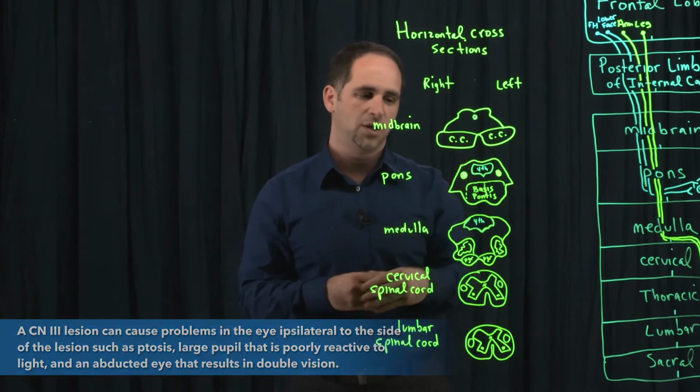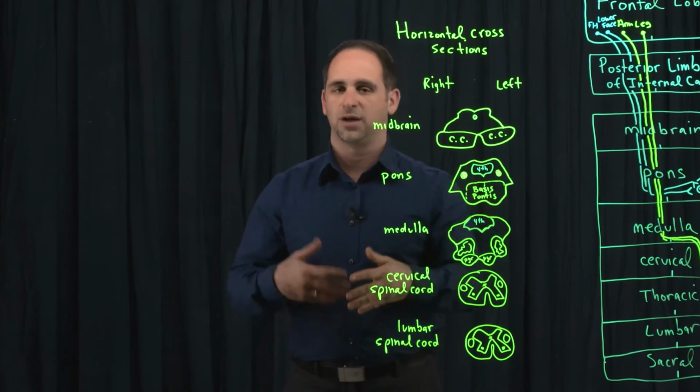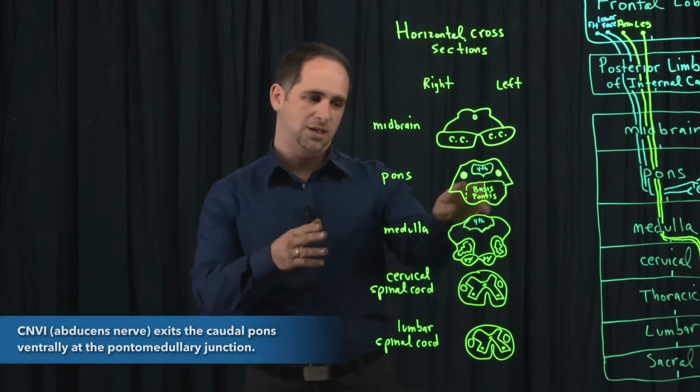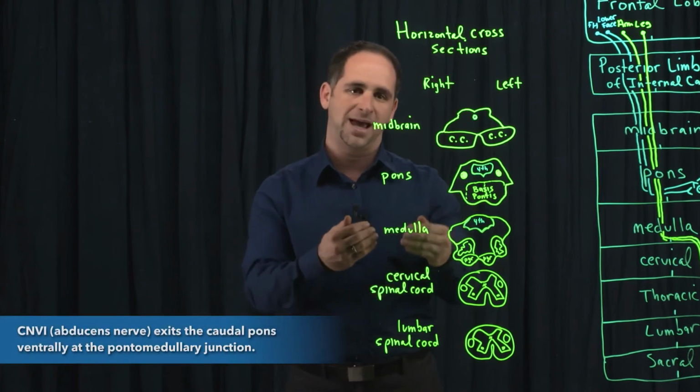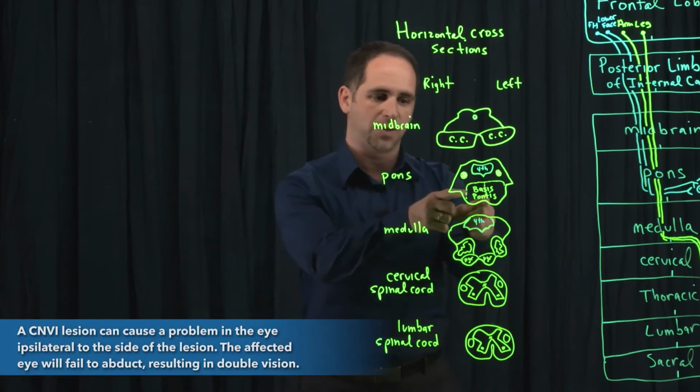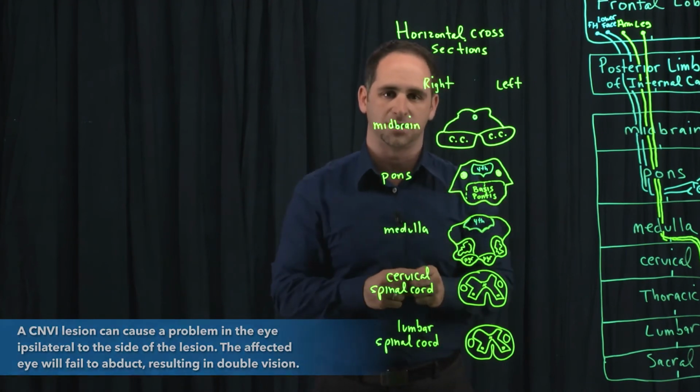Another example would be the abducens nerve, cranial nerve 6, which also courses ventrally next to the basis pontis, and if I had a cranial nerve 6 lesion along with my weakness, then that would help me pinpoint that maybe the lesion's in the pons.